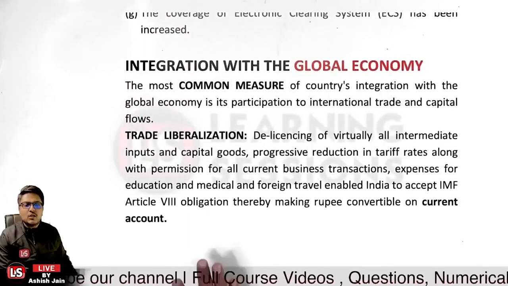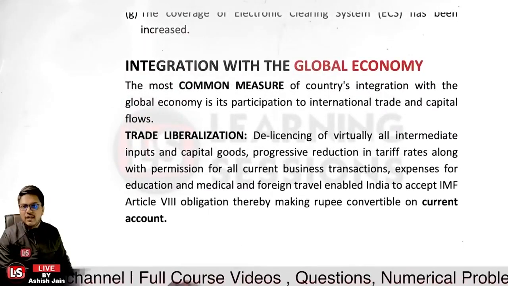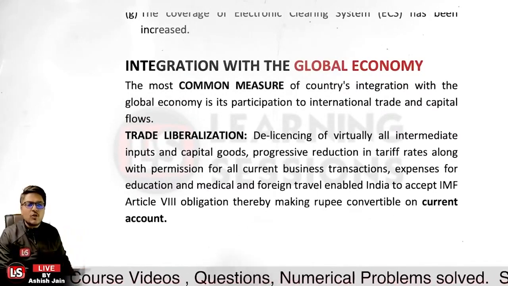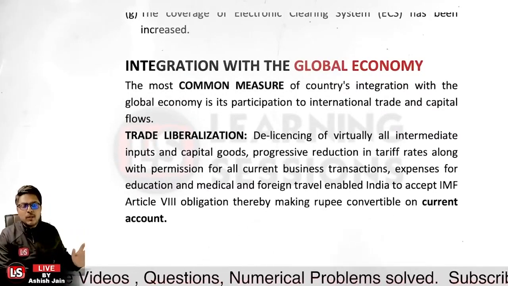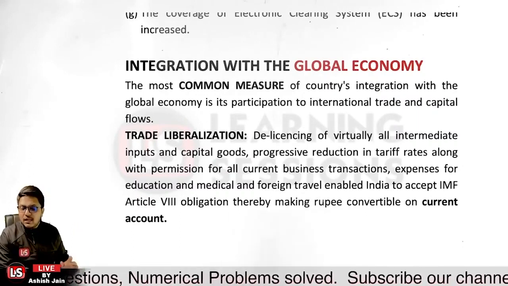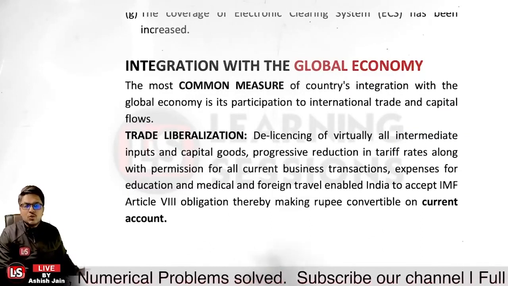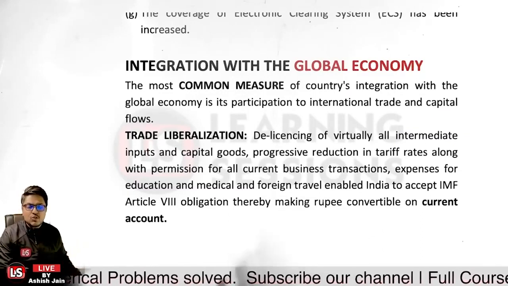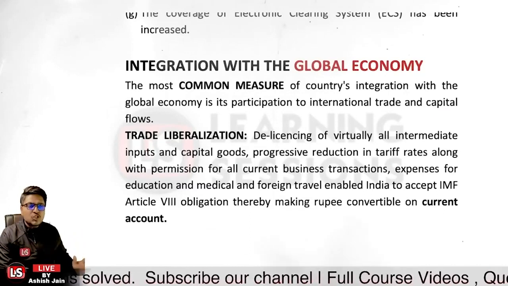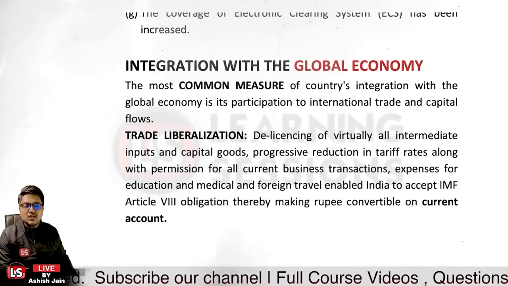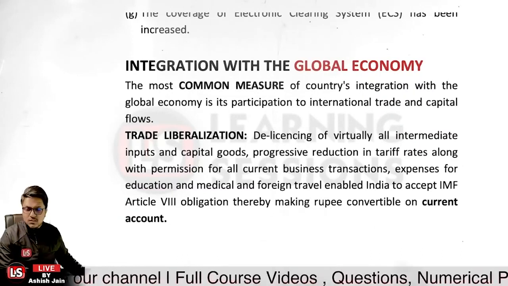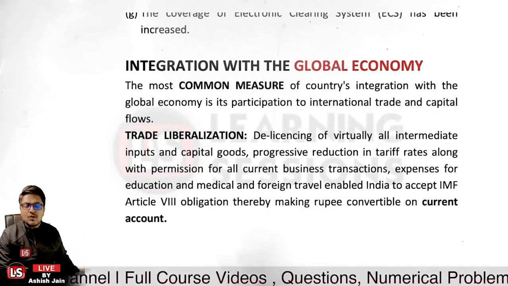First of all, it is related to trade liberalization. So delicensing of virtually all intermediary input and capital goods. Whatsoever the intermediary, input and capital goods, those all have been delicensed so as to increase our exports. And further, progressive reduction in tariff rates with permission for all current account transactions. Now all types of current account transactions are permitted.